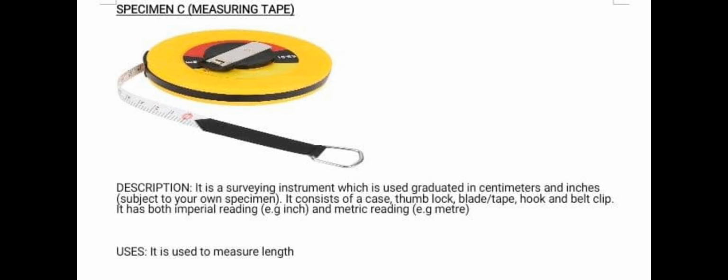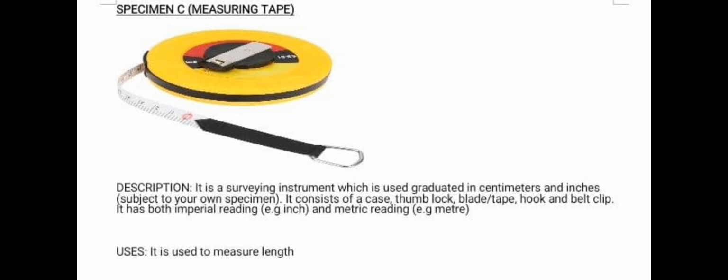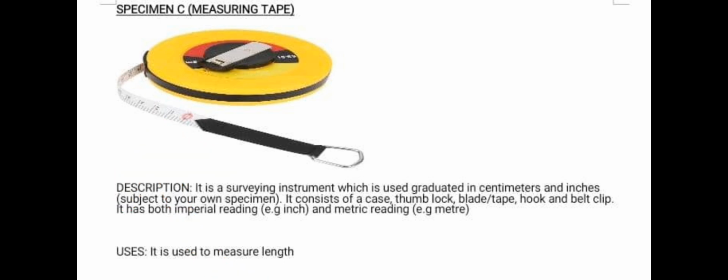Then we have a thumb lock. Thumb lock, there is that part towards the end of the black side that looks like a loop. That's our thumb lock. Then we have a blade or a tape. The tape itself can also be called a blade, the one that has the reading. Then we have a hook. Hook. There's an iron portion on top of that at the middle of the case. That's the hook, so that whenever we've stretched the tape, it does not return back easily. It helps to hook the tape outside.